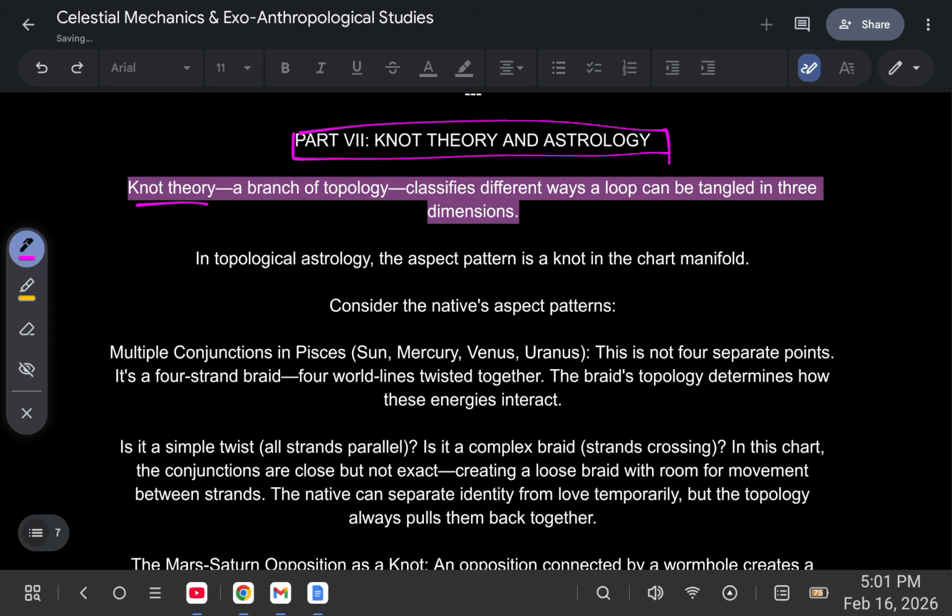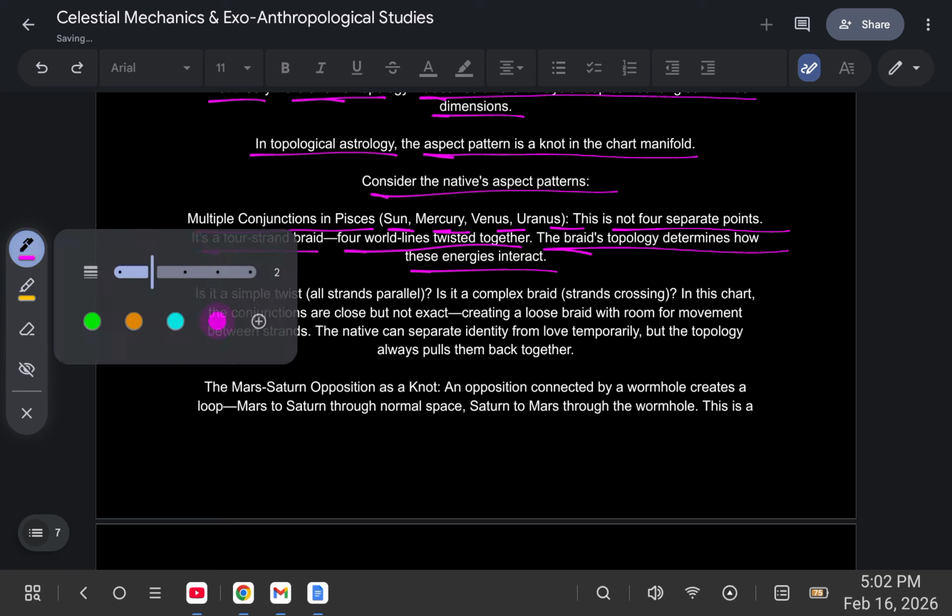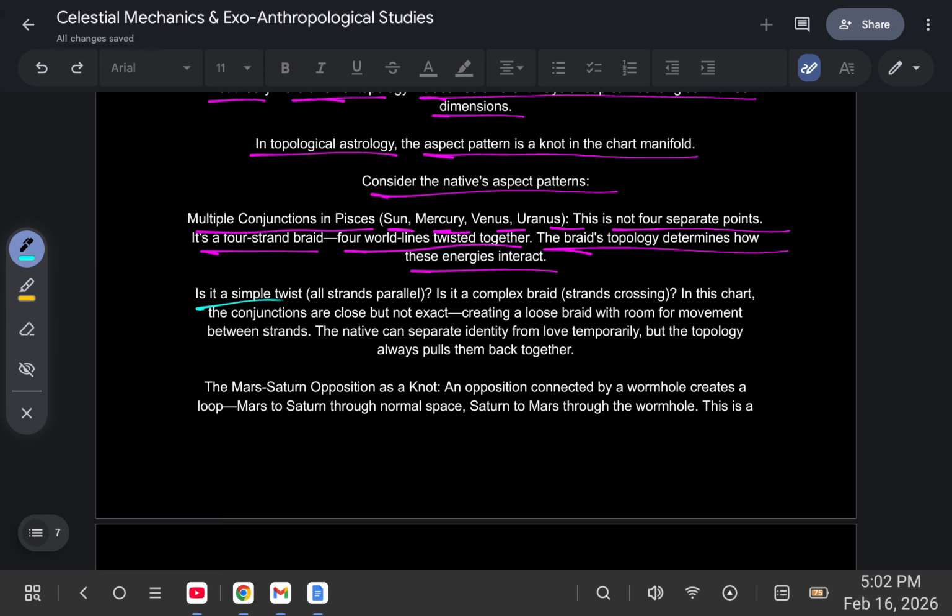This is not four separate points, it's a four-strand braid, four world lines twisted together. The braid's topology determines how these energies interact. Is it a simple twist, all strands parallel? Is it a complex braid, strands crossing? In this chart, the conjunctions are close but not exact, creating a loose braid with room for movement between strands. The native can separate identity from love temporarily, but the topology always pulls them back together.